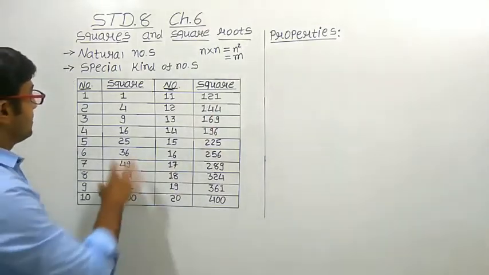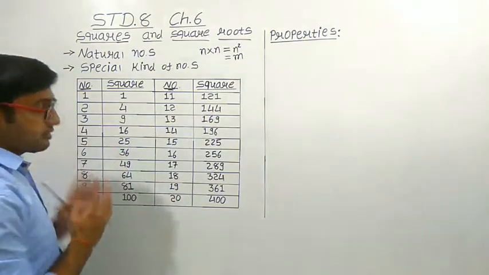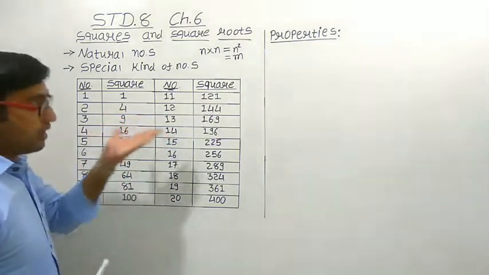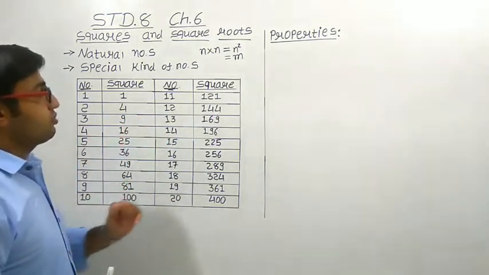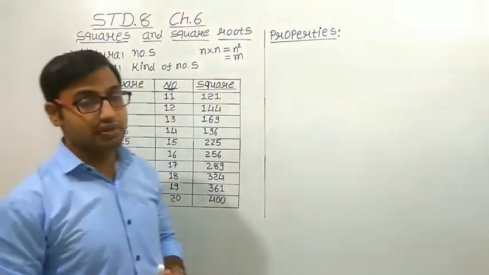So now this is all about the introduction, the basics of the squares. How we can find the squares? Now we have to study about some of the properties of these square numbers.